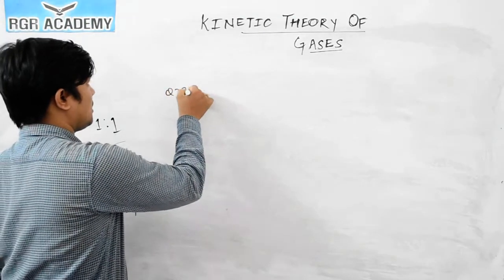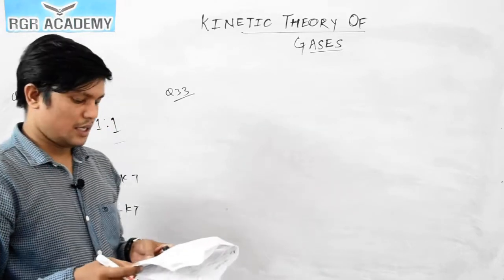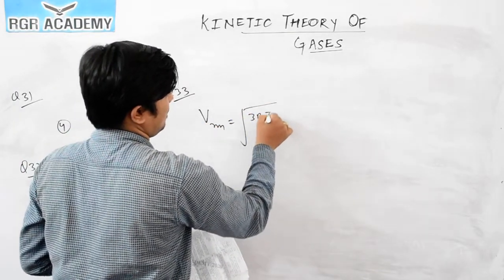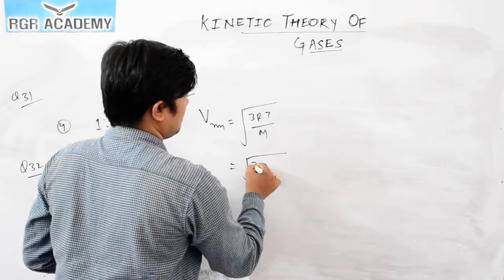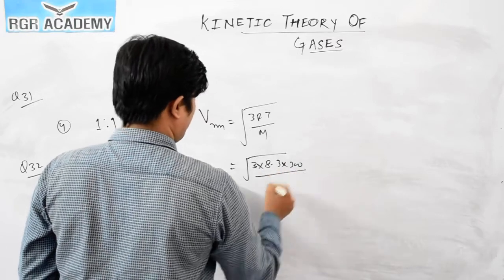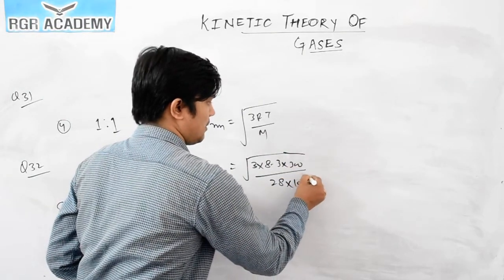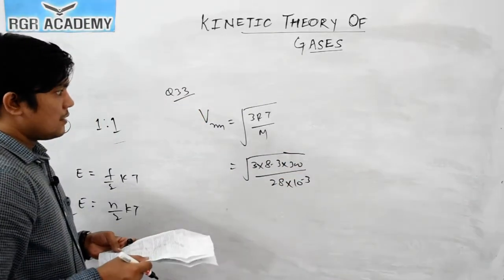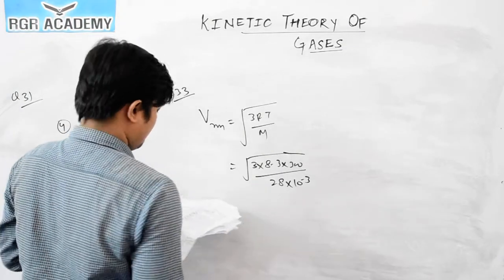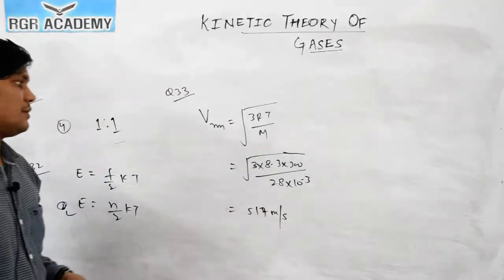Now question number 33. The RMS velocity of nitrogen molecule at NTP is, so they are asking the RMS value for nitrogen molecule. We know that Vrms is given by the square root of 3RT by m. So at NTP, 3 into the value of R which is 8.3, temperature is 300, divided by m which is 28 for nitrogen, and that will be in kg, so 28 into 10 to the power minus 3. If we solve this, we will get the answer as around 517 meter per second. So the answer is 517 meter per second.